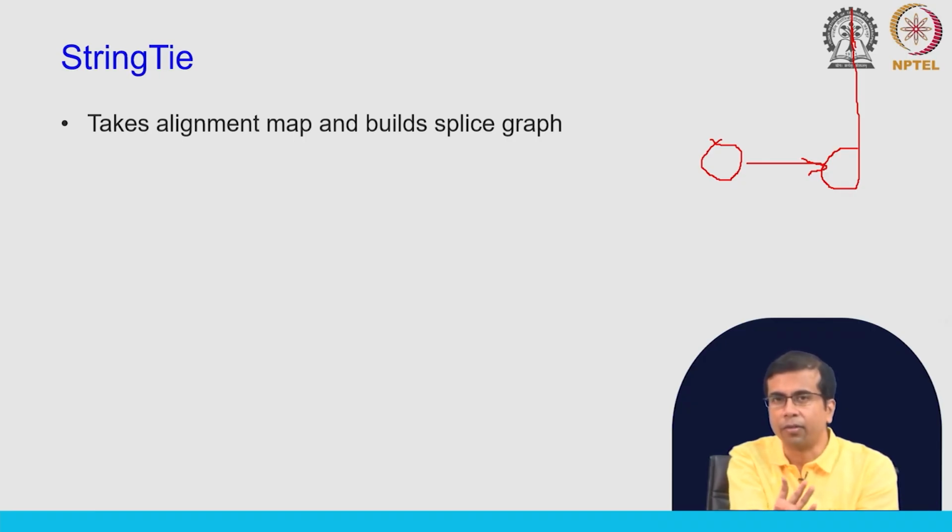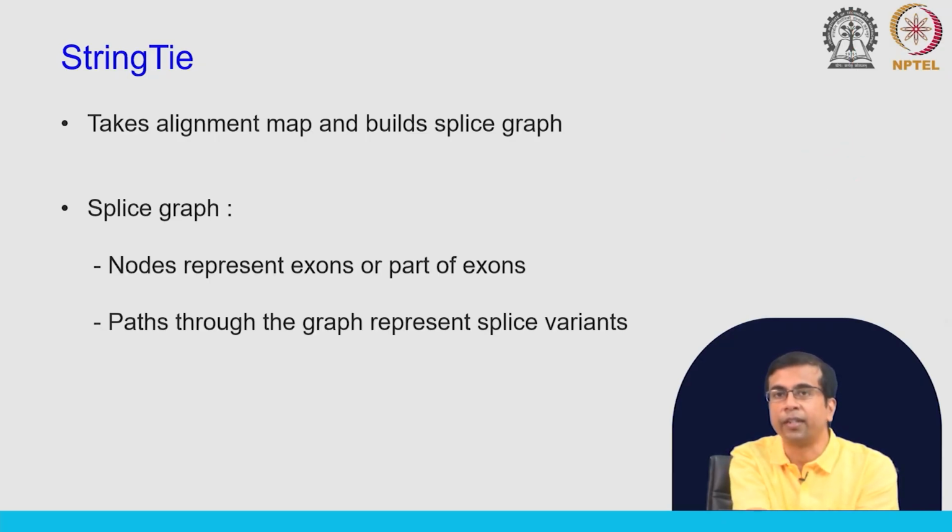Let us not go into a lot of details, but this will be enough. There are nodes and edges. What these nodes represent in a splice graph are exons or parts of exons. If you remember the image that I showed you, we have exon 1, exon 2, exon 3. Exon 1 is one node, exon 2 is one node, exon 3 is one node. So, these nodes represent these exons or parts of exons, and then you have these edges between these nodes.